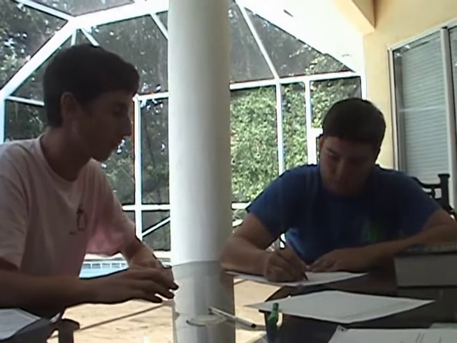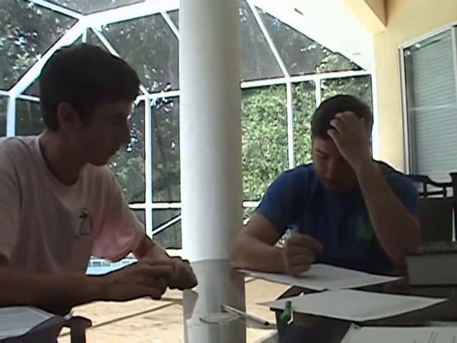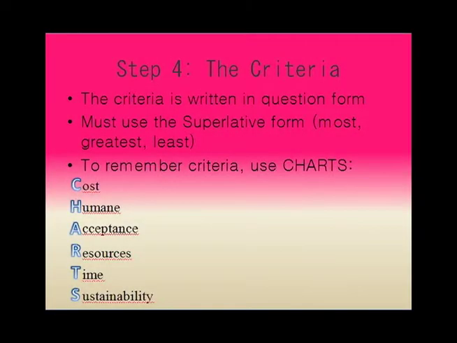Alright, I like it. That's a good start. Alright, so I guess the next question is, where do we go from here? What part of CHARTS do we want to address? CHARTS is a handy acronym that represents different subjects that are typically incorporated into criteria. CHARTS stands for Cost, Humane, Acceptance, Resources, Time, and Sustainability.